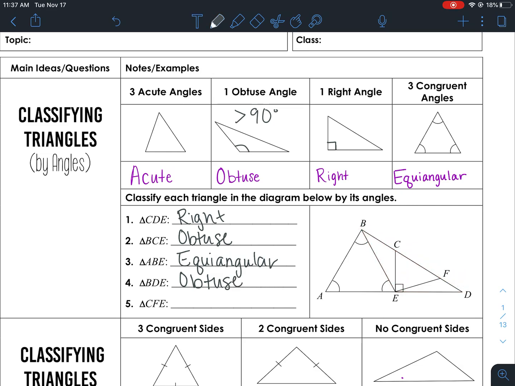And last one, we have CFE. All of those are less than 90, so this one gets to be an acute triangle.